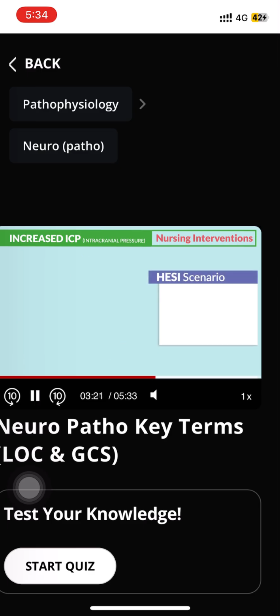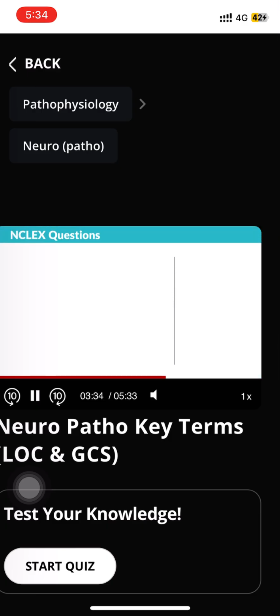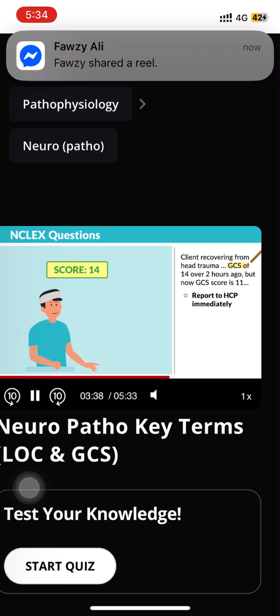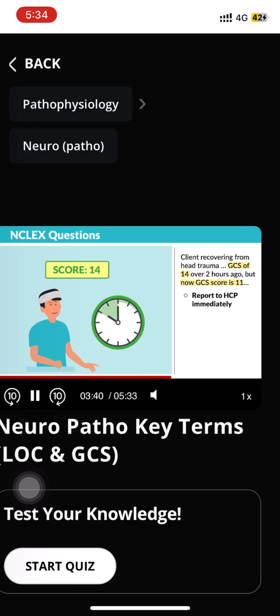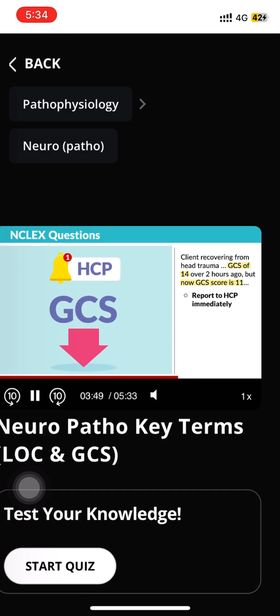So the HESI mentions a scenario of a GCS of 7, stating that the patient will require complete care because they're in a coma. So remember, less than 8, we intubate because they're in a coma. And a common NCLEX question talks about a client recovering from a head trauma with a GCS of 14 over 2 hours ago, but now the GCS score is 11. Guys, we must report this to the HCP immediately. Again, any decrease in GCS is priority to report.